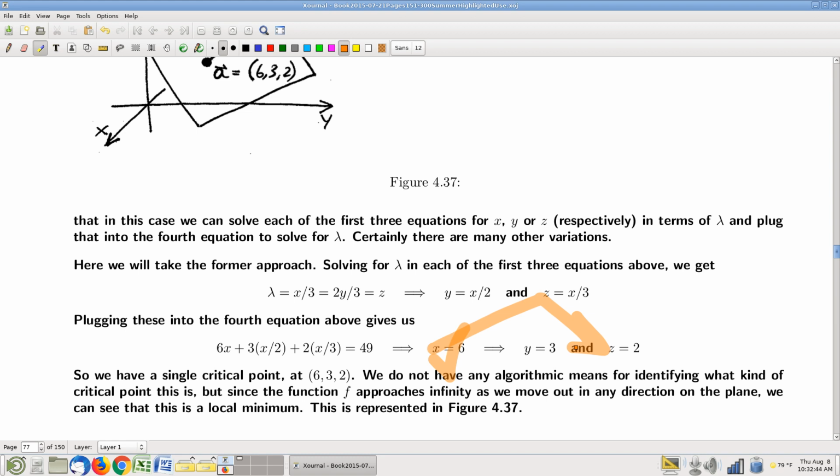So this broad-stroke strategy is going to work pretty often. This eliminate-the-multiplier strategy. The details are, of course, different in every example. Always different, and sometimes a little more annoying. Okay, I want to show you another example.